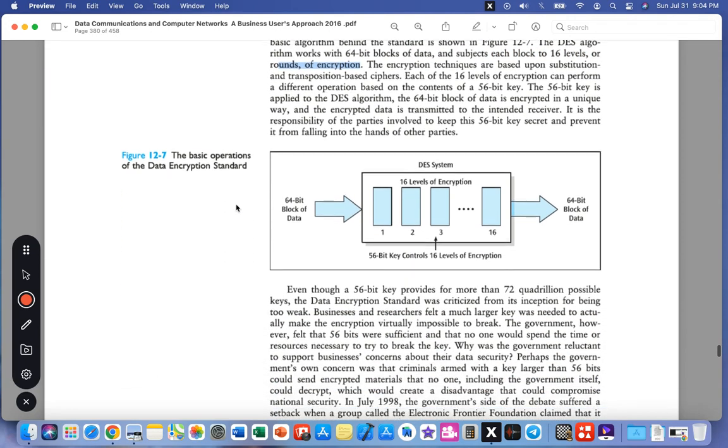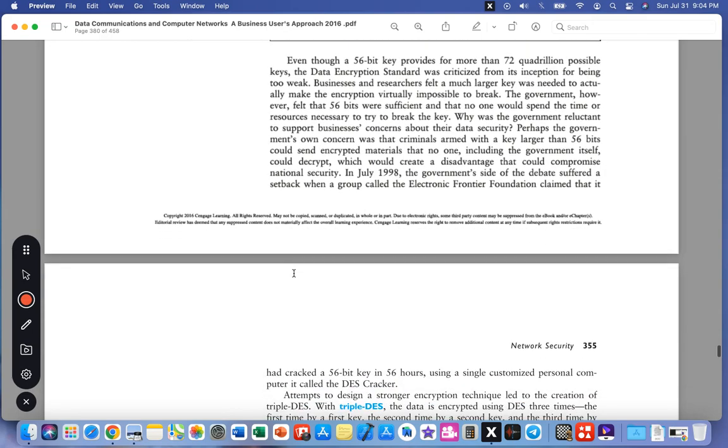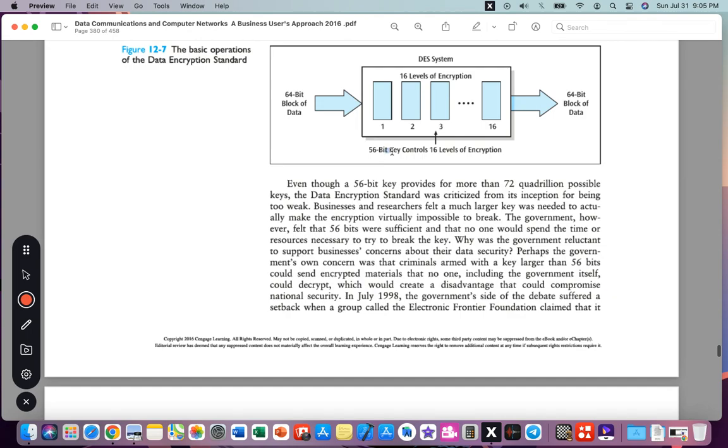Wow. 64-bit block of data, 16 levels of encryption. Even though a 56-bit key provides for more than 72 quadrillion possible keys, the Data Encryption Standard was criticized from its inception as being too weak.